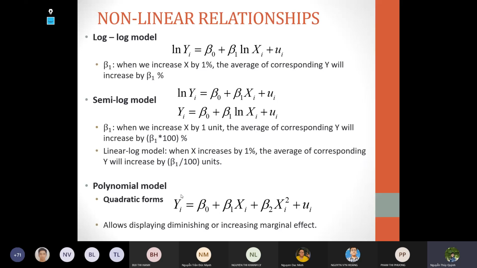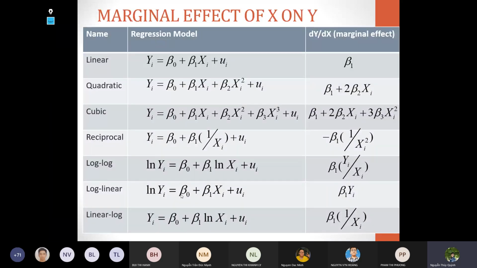So let's see that in this slide. The marginal effect of x on y is the first derivative of y with regard to x. For a model with a linear functional form like this, you can see that the marginal effect of x on y, which is the first derivative of y with regard to x, is beta 1, which is a constant number. So the marginal effect of x on y is not changing.